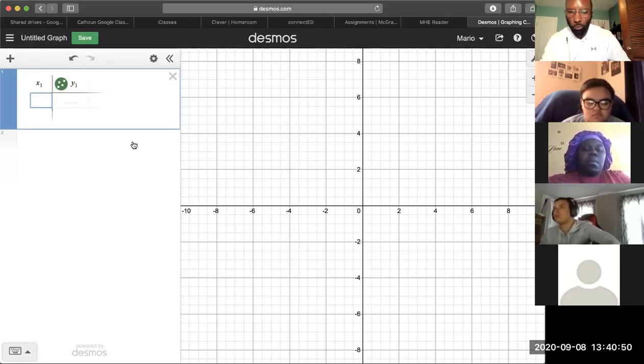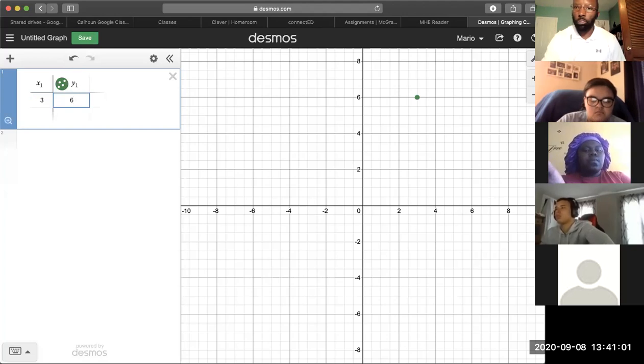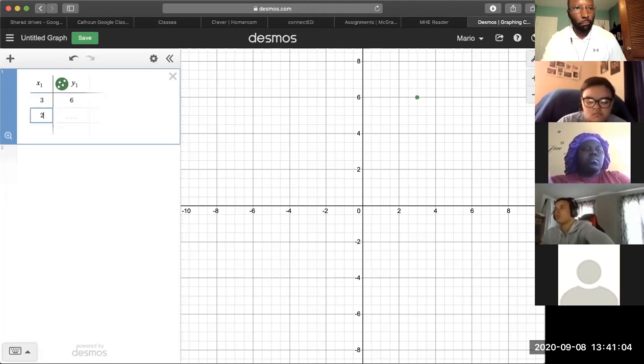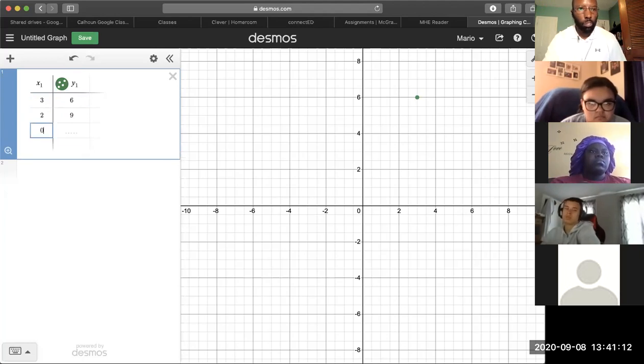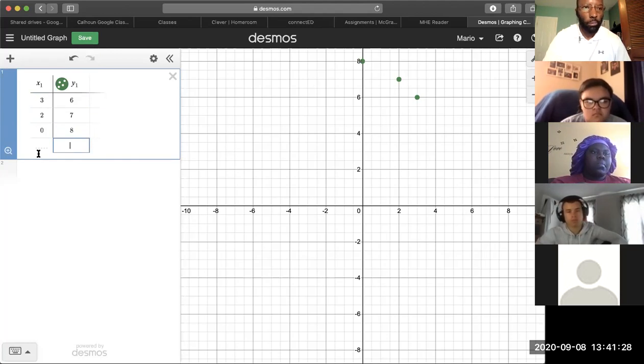So for every number in x, let's go 3. Oh, wait, let's type this here. 3. I was in the wrong spot. There's exactly one output, 6. If I have the number 2, it'll have exactly one output, 9. I'm just kind of making up some random values, but this is an example. Let me make that a 7 so it shows on the screen, and make that an 8. Notice for every x value, I just have one y value.